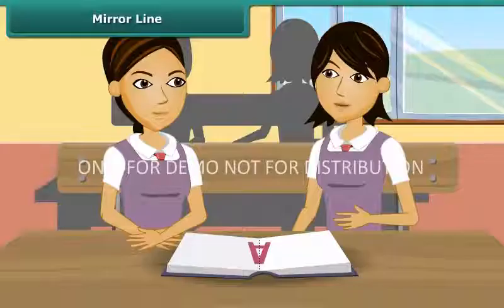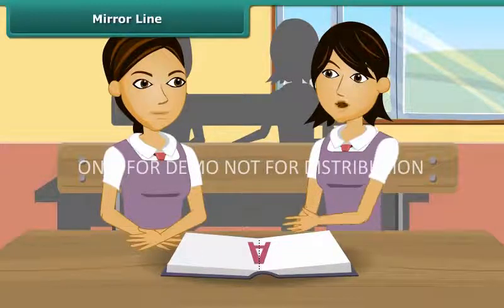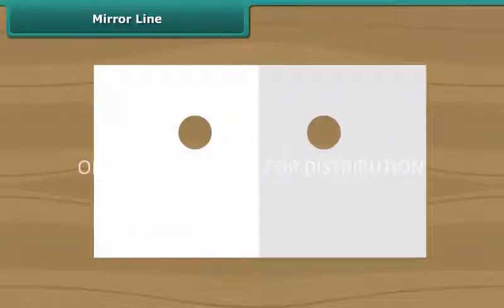Let's play a game now. Which game? Punching game. In this game, we will fold these papers and punch a hole. This is so simple. Now open these papers. We can see two holes which are symmetric. The fold is a line of symmetry.